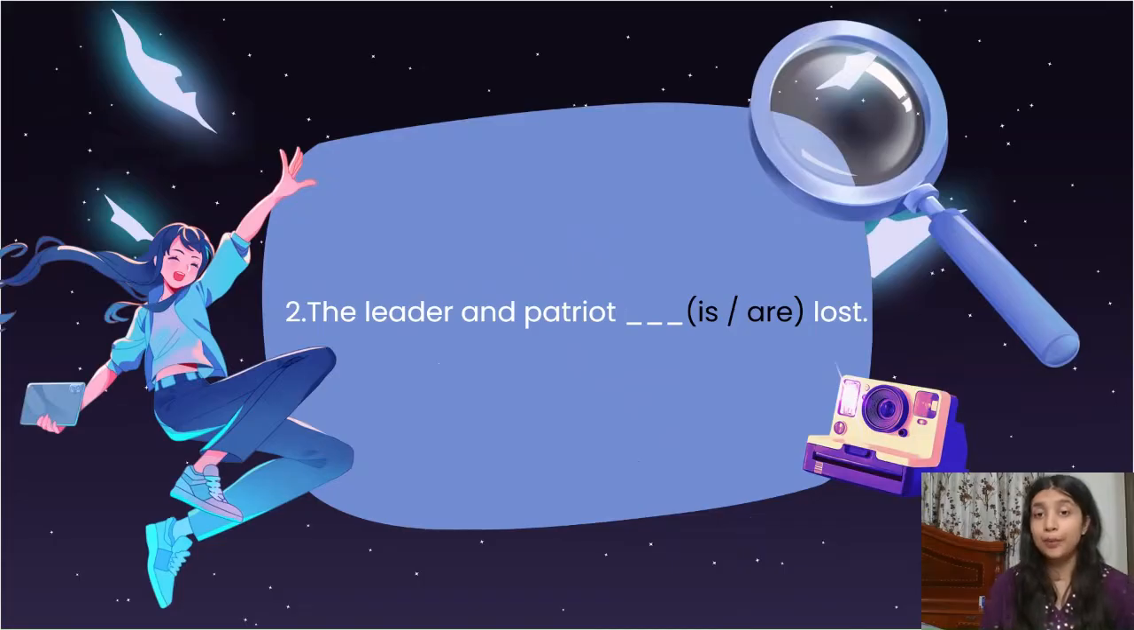The leader and patriot is lost. Ma'am, you said earlier that if it is plural we use have, if singular we use has. So according to that logic, we should use are, right? But here the leader and patriot refers to the same person, right? That's why is is used. So the answer is the leader and patriot is lost.